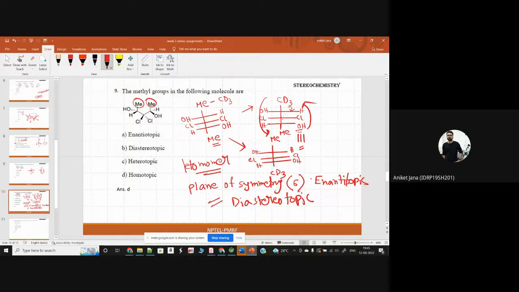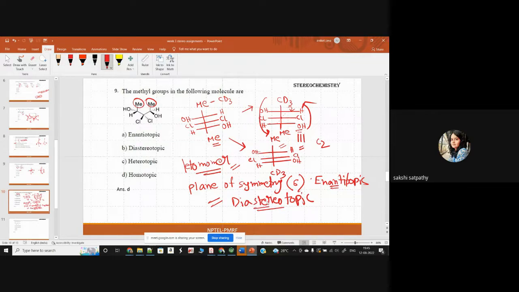Is this clear? The C2 axis is perpendicular to the plane of the paper; if we rotate it upside down, we get this molecule. So C2 is present, so the CH3 groups are homotopic. If they are interchangeable by a plane of symmetry, like a sigma plane, then they are enantiotopic. And if no such symmetry element is present, then they are diastereotopic.